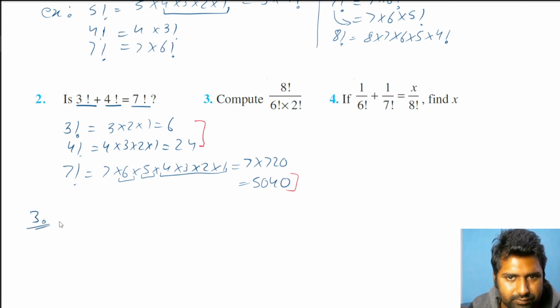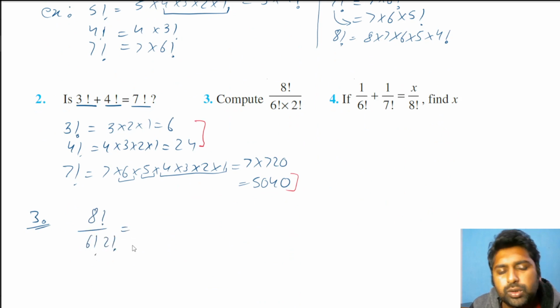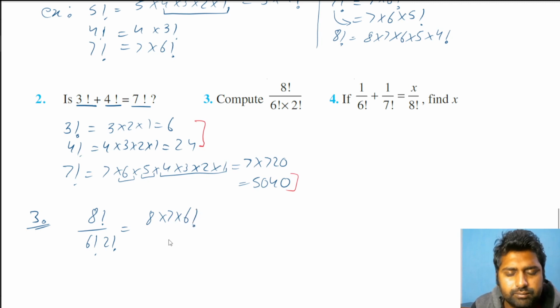Third question, 8 factorial upon 6 factorial 2 factorial. Now what I told you, you can break a larger factorial into smaller factorial. I can write 8 factorial as 8 into 7 into then 6 factorial. If you want, you can break down in multiple steps. 8 into 7 factorial, then 7 factorial becomes 7 into 6 factorial, and then 6 factorial upon 2 factorial.